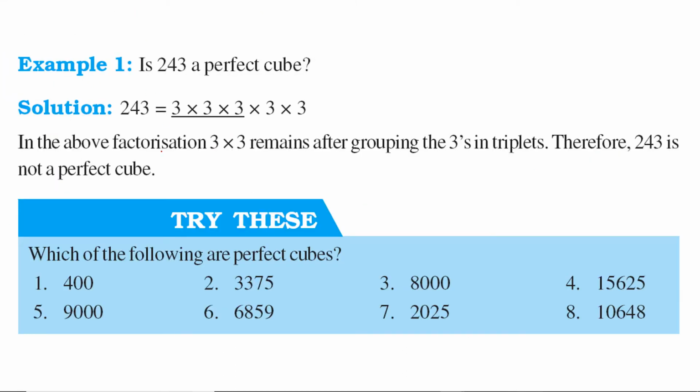Is 243 a perfect cube? 243 is 3 into 3 into 3, 3 into 3. So let us combine them in triplets. This is a triplet, but this cannot be a triplet. We don't have a 3 here, right? So 243 is not a perfect cube.